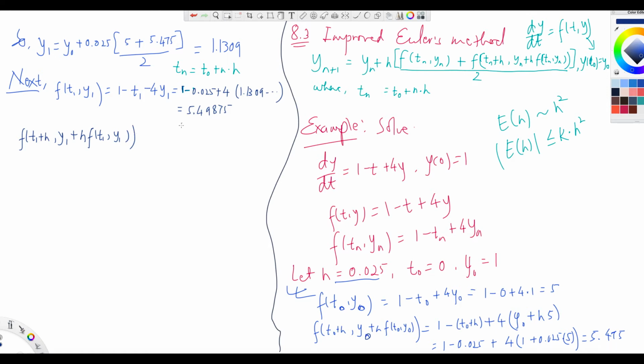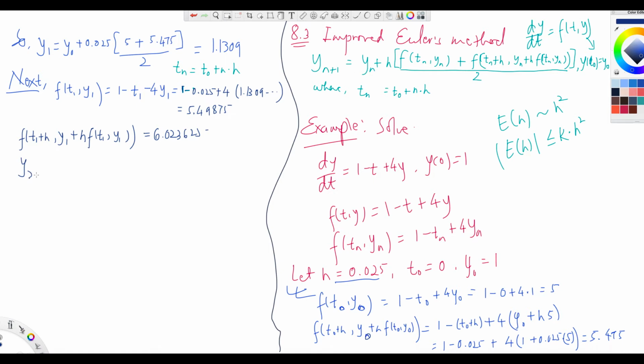Okay, so what do you get? You will get this value will be 6.023625, and then finally you plug in that formula.